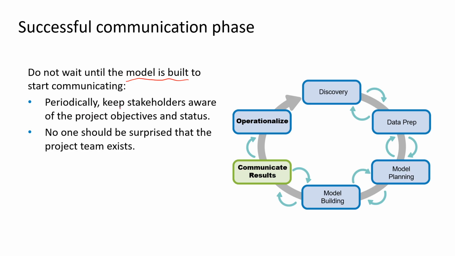So periodically keep stakeholders aware of the project objectives and status. What's happening? What are the results? What are the objectives? So that you know that you're on track. Some people may not even know that your team is working on that project. So you need to make sure that everyone is aware and there are no surprises at the end.